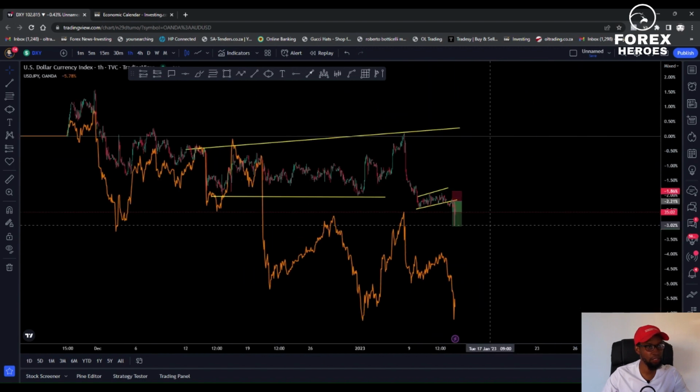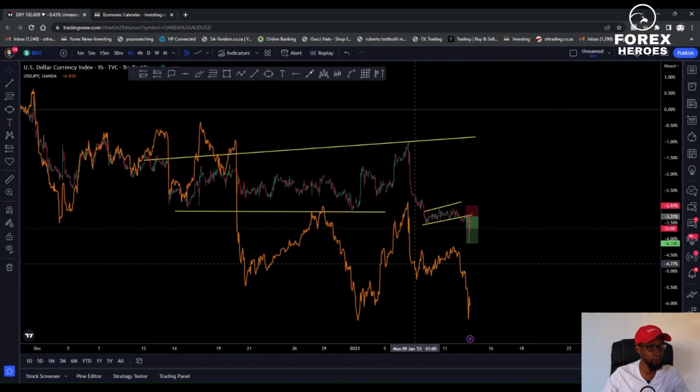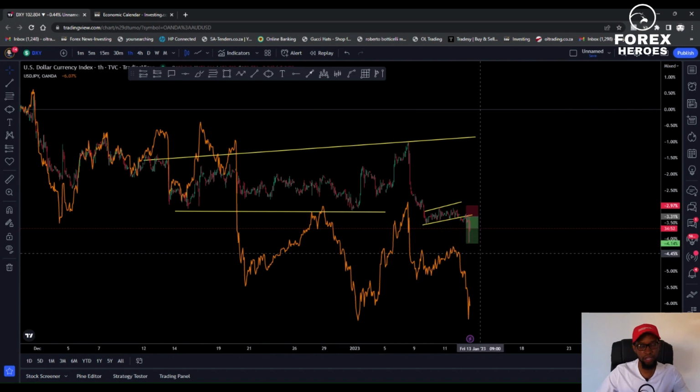Do you see? Do you see what happened? The very same movement occurred here. So you need to know that the movement that was happening there eventually showed itself on USD pairs.